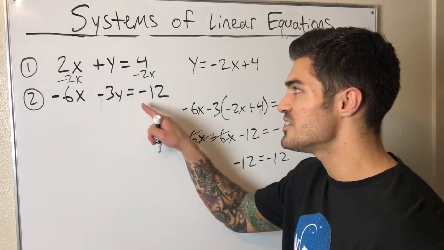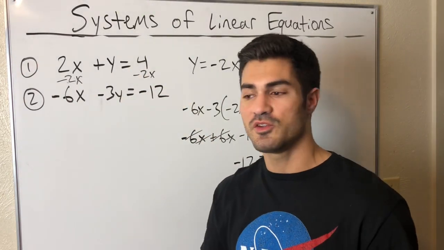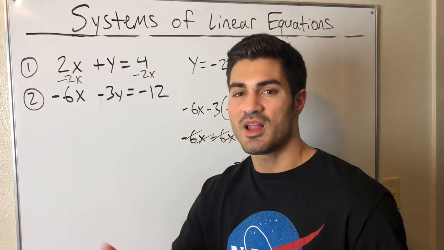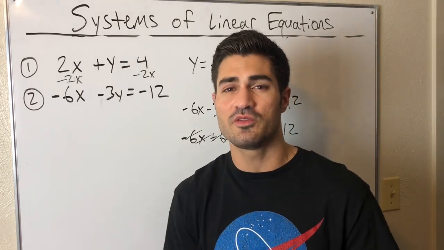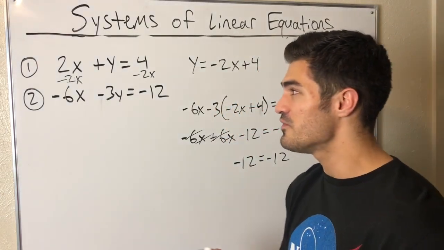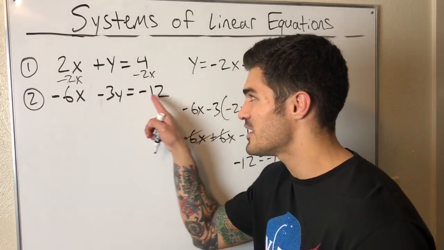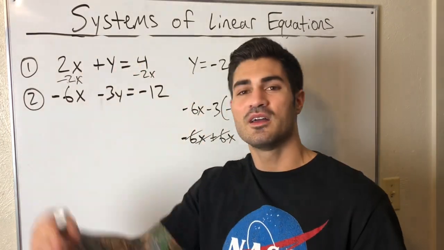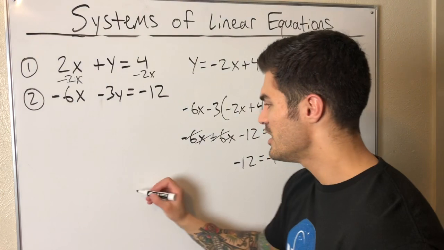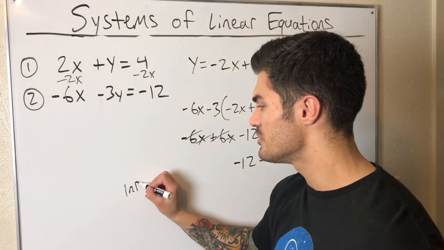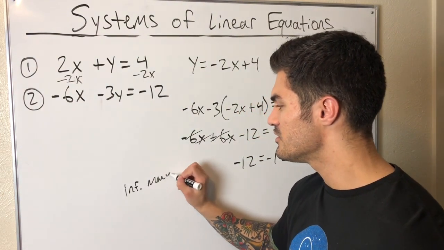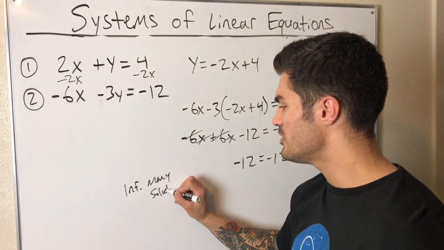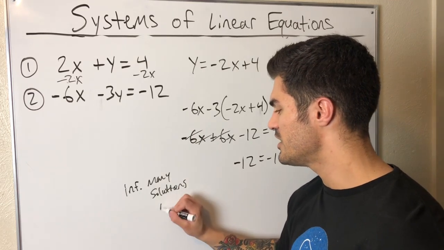In other words, these are the same line. If you graphed them, they would be the same line. They would be layered on top of each other, if you want to think of it that way. So every single x and y that satisfy this equation also satisfy this equation. So we'd say infinitely many solutions, and you could also call it dependent.